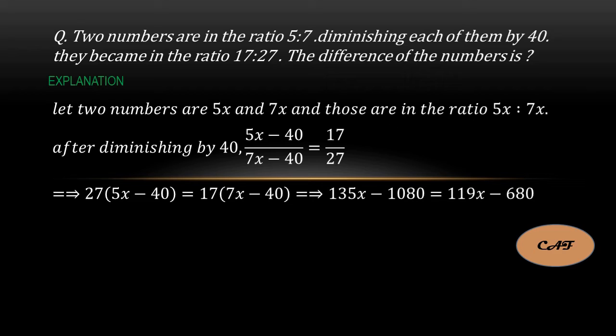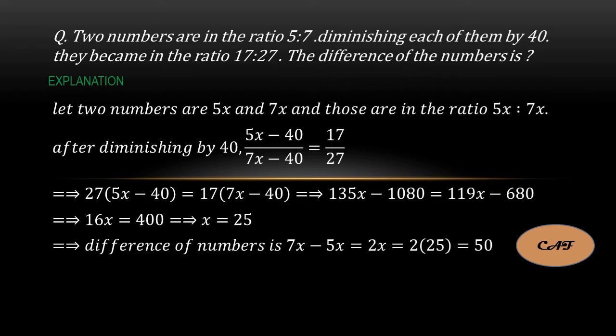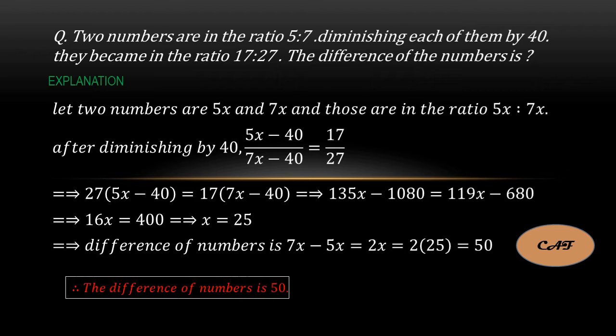If you multiply out the brackets, you will get 135x minus 1080 is equal to 119x minus 680. If you take x variables to the left side and remaining numbers to the right side, you will get 16x is equal to 400. Finally you got x is equal to 25. They are asking the difference of the numbers. The difference is 7x minus 5x, 2x. So 2 into x value 25, finally you will get 50. So the difference of the numbers is 50.